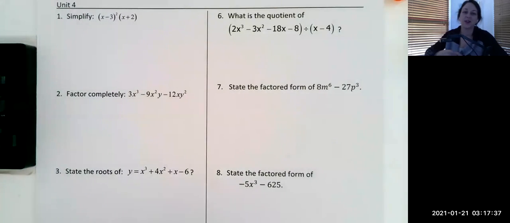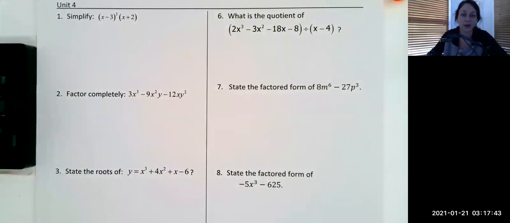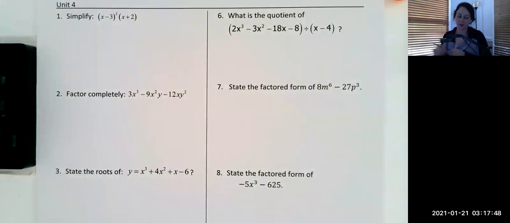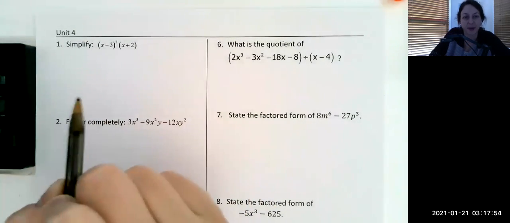All right, guys, let's go ahead and get started on our next bit of exam review. So this is Unit 4. Unit 4 is a lot more math-based, so you are doing a little bit more work by hand here. And we're going to start off with multiplication of binomials.